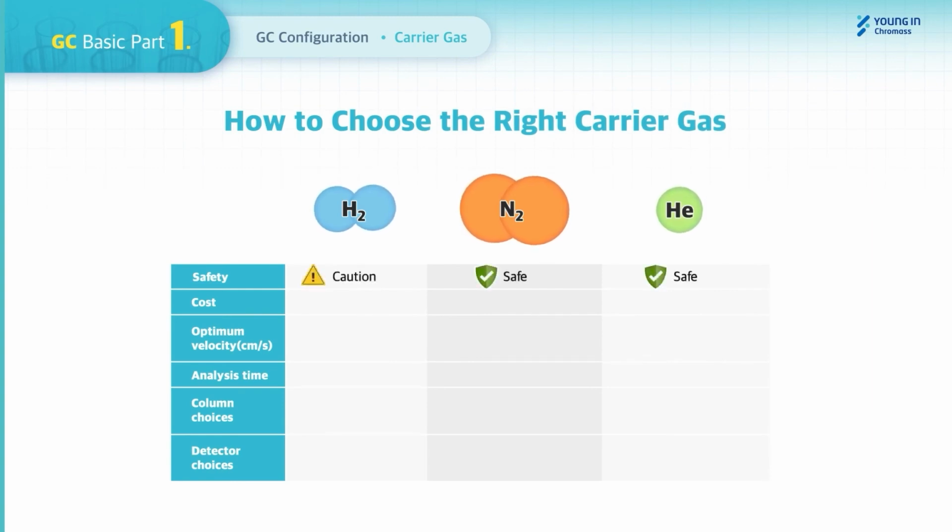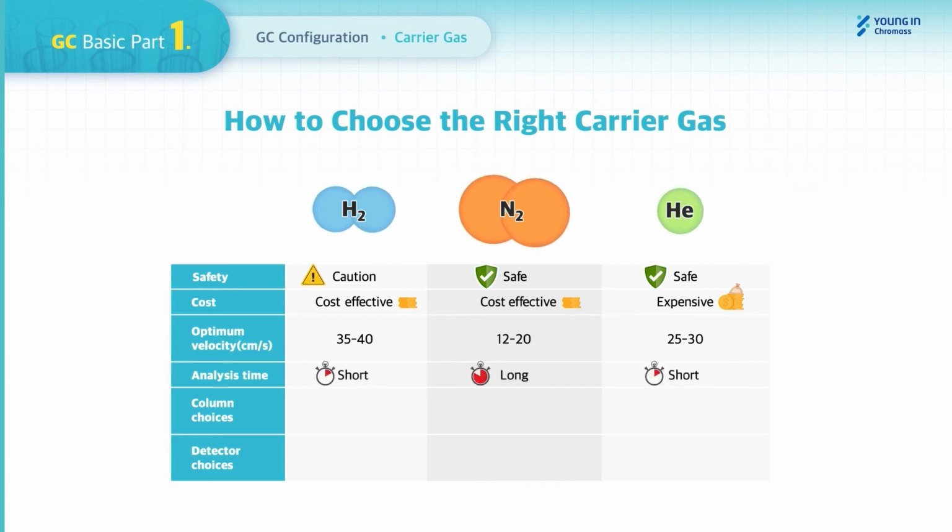Safety. Hydrogen is not safe due to a possibility of explosion, while the other two gases are relatively safe in use. Cost. Hydrogen and nitrogen are cost-effective, but helium is expensive. Optimum velocity. 35 to 40 centimeters per second is recommended to use in hydrogen, 25 to 30 centimeters per second for helium, but 12 to 20 centimeters per second is recommended to use for nitrogen, which means it has a longer analysis time than other gases.